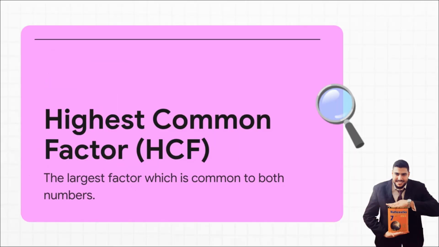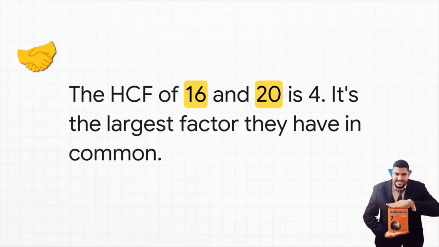First, let's talk about the highest common factor, or HCF for short. It's exactly what it sounds like. You look at all the factors for two different numbers and you find the single biggest one they both have in common. Let's make this super clear. Imagine you've got the numbers 16 and 20. The factors of 16 are 1, 2, 4, 8, and 16. The factors of 20 are 1, 2, 4, 5, 10, and 20. So what's the biggest number that's on both of those lists? It's 4. So the HCF of 16 and 20 is 4.